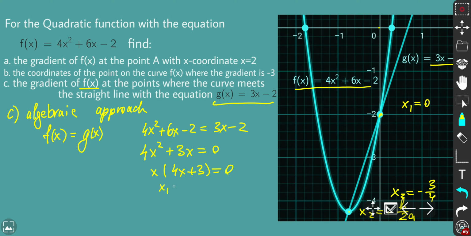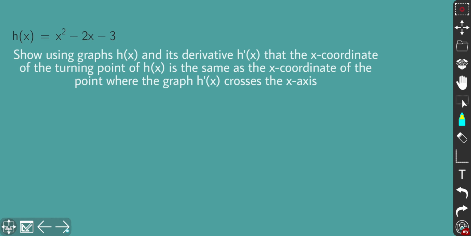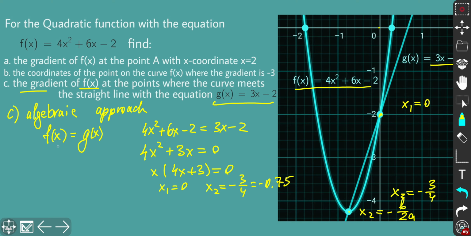So either x1 equals 0 or x2 equals negative 3 over 4, okay? Or that's negative 0.75 if you like. And you need to find the gradient at those points, okay? Let's do that. So you know the derivative. Let's go back a little bit. We know that the derivative is 8x plus 6. So we fix that result. Sorry, f prime of x is 8x plus 6.